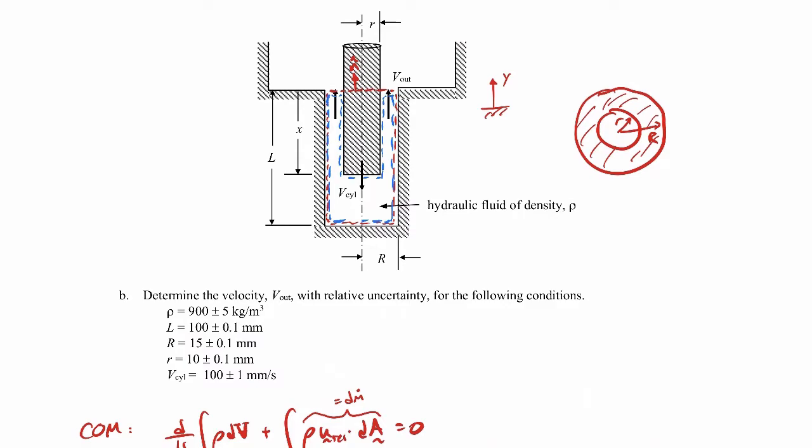But you can also use this red one that's not deformable, but the cylinder, you have to account for the cylinder mass coming in and how that mass changes what's inside the control volume. So, six of one, half a dozen of another. It's whatever you're most comfortable with, but you get the same result.